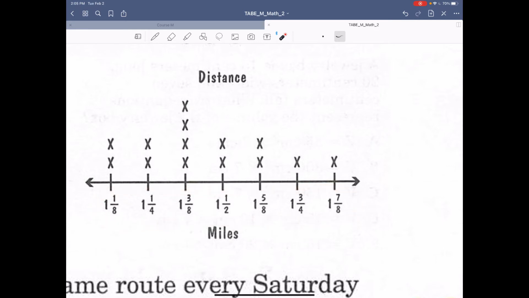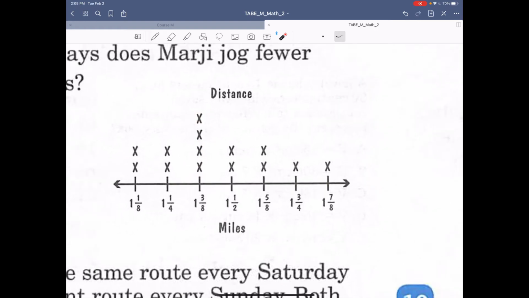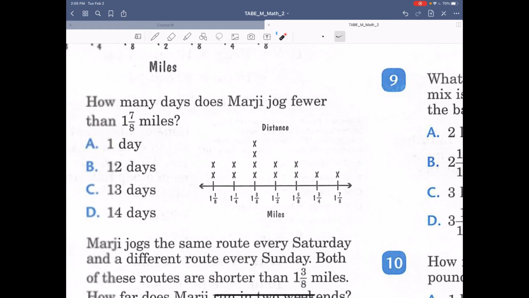But this is showing me the distance in the miles, and these X's represent days. So on 4 days, she did 1 3/8 miles. The question is, how many days does Margie jog fewer than 1 7/8? So I'm going to make my line right here at 1 7/8. Let's actually do it with a solid line. Here's 1 7/8. I want to go fewer than that.